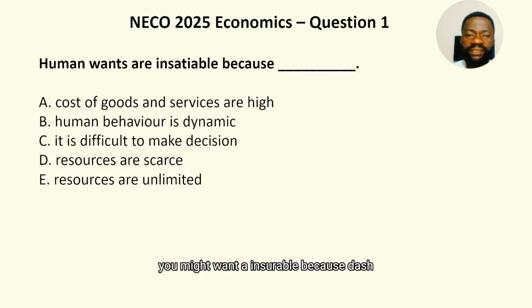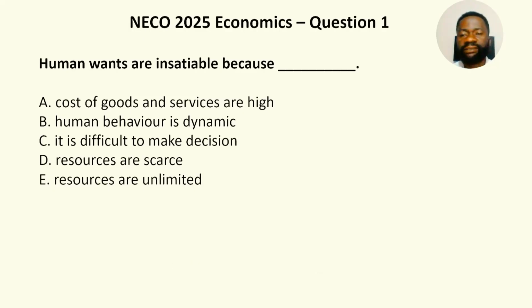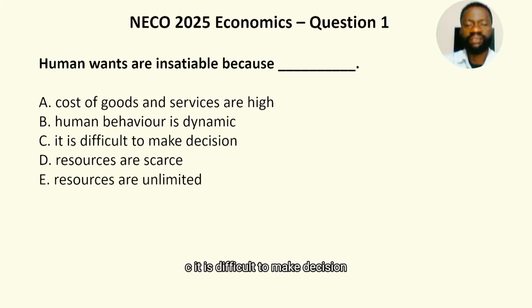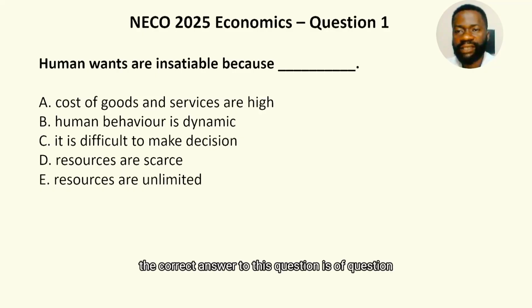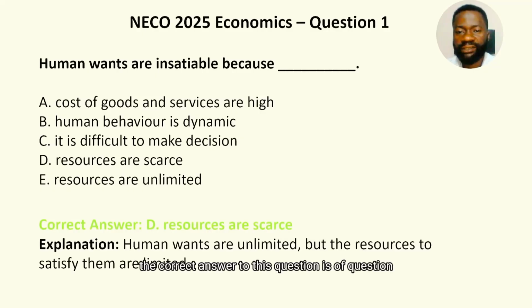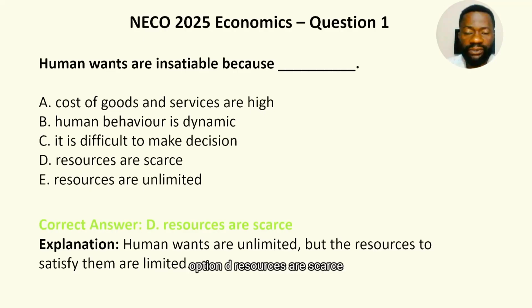Human wants are insatiable because dash. A. Cost of goods and services are high. B. Human behavior is dynamic. C. It is difficult to make decisions. D. Resources are scarce. And E. Resources are unlimited. The correct answer to this question is option D. Resources are scarce. Human wants are unlimited, but resources to satisfy them are limited.